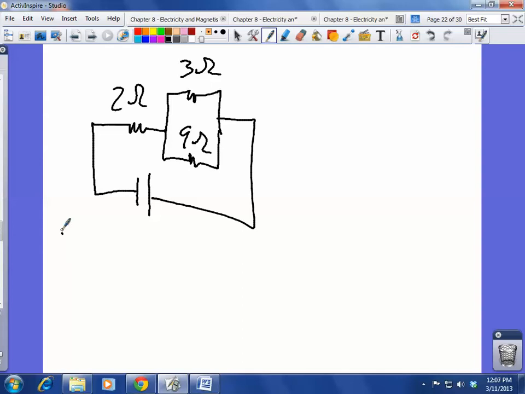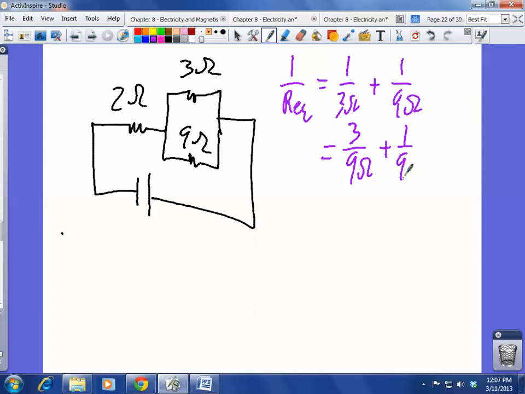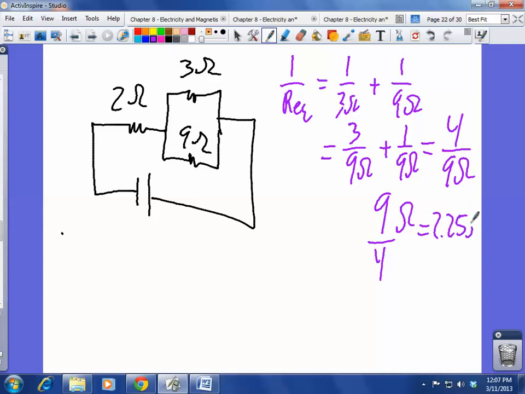But if we treat them as separate parts, then it won't be that bad, because this is just doing the same thing we did before. We can do that real quickly. 1 over our equivalent is equal to 1 over 3 ohms plus 1 over 9 ohms. So 9 is our lowest common denominator. Good. So when we add these all up, we get 4 over 9 ohms. But once again, we have to take the inverse, so it's 9 over 4 ohms. So about 2.25 ohms.